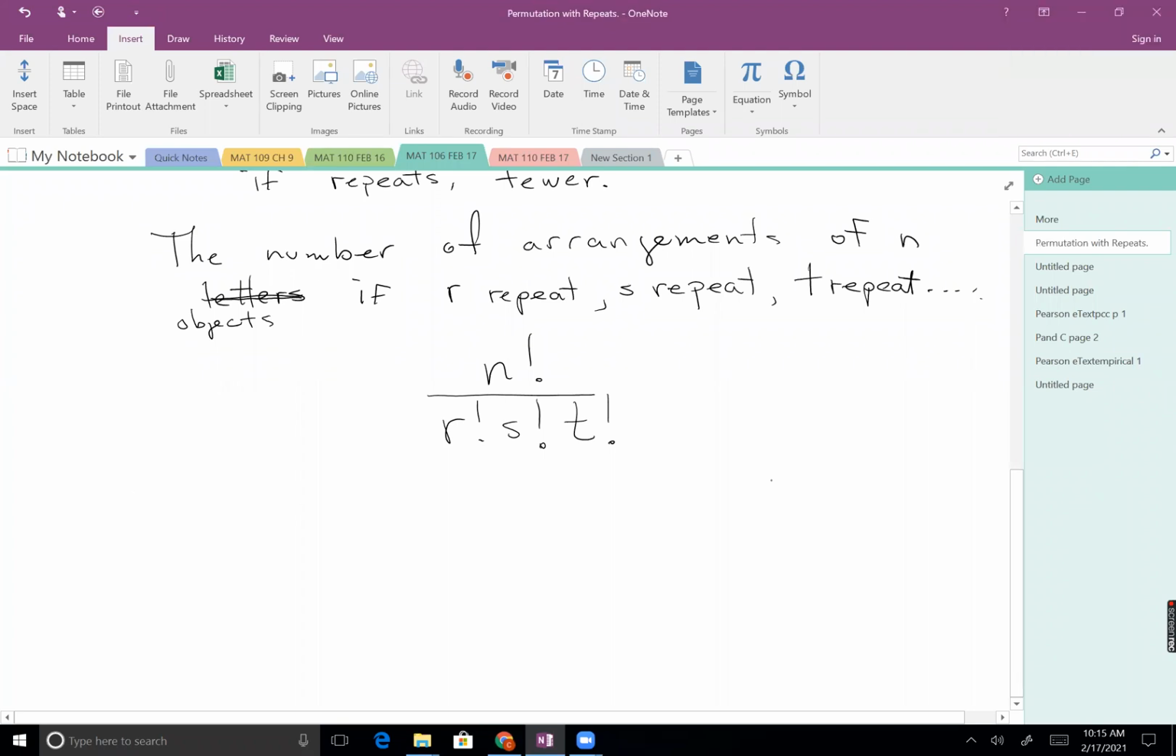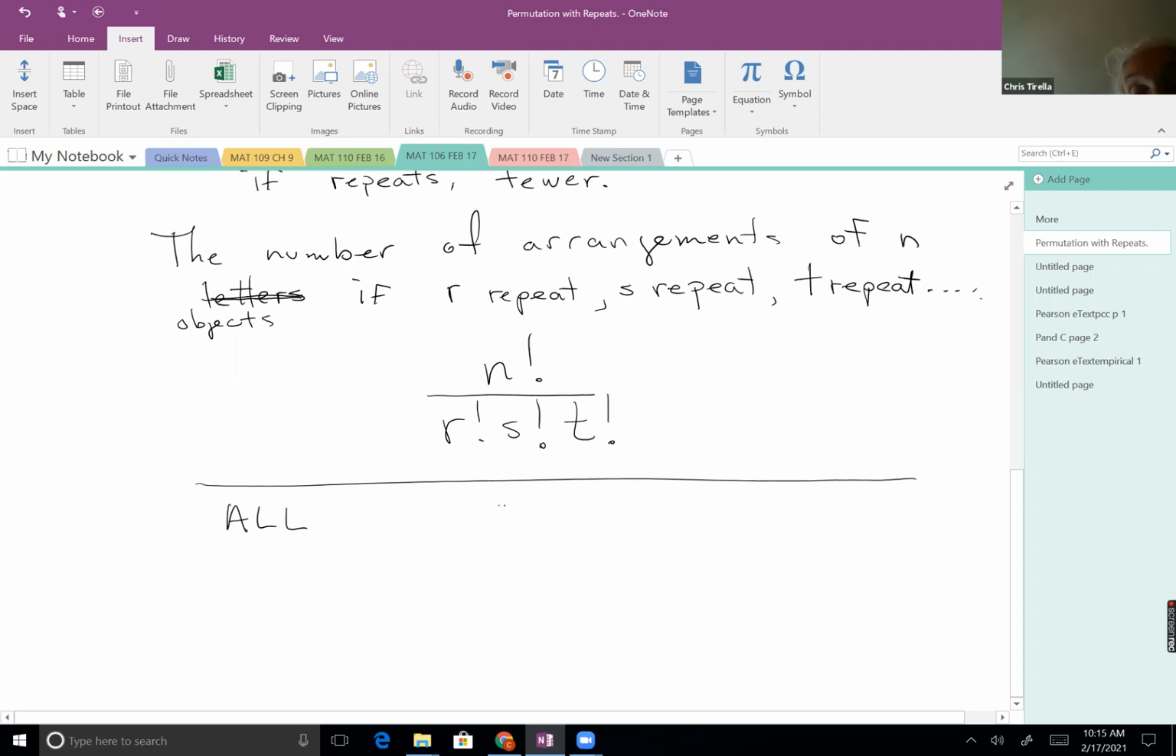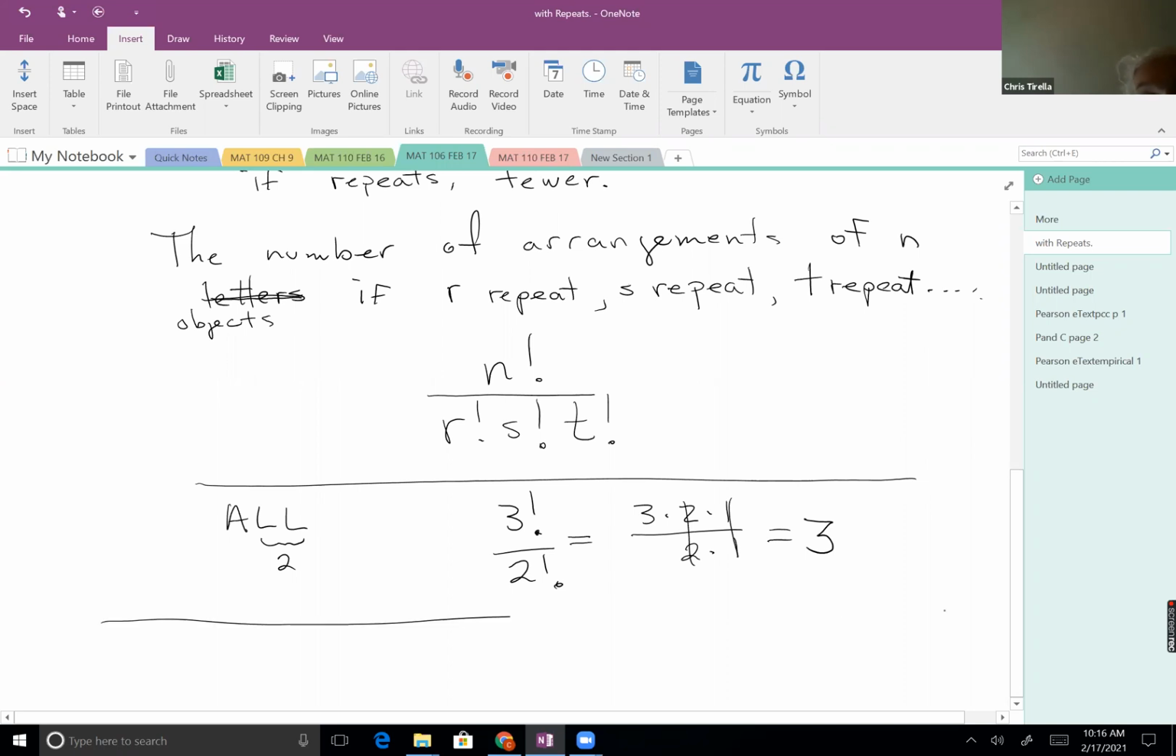Let's first apply this to ALL. For ALL, there are 3 letters. And 2 repeat, so it would be 3 factorial over 2 factorial. So that would be 3, 2, 1 over 2, 1, which gives me my 3. But now, why RST and all that other garbage in there?